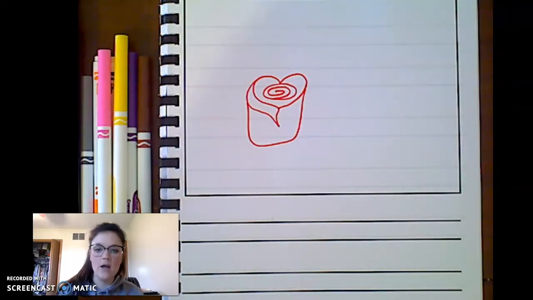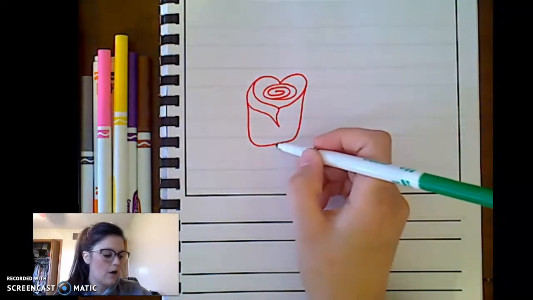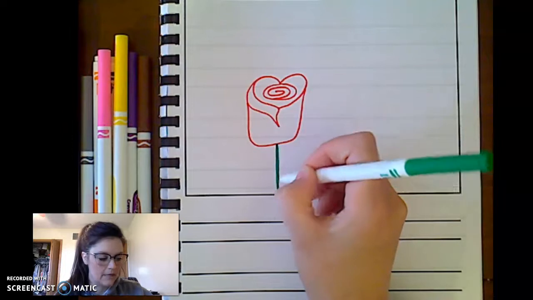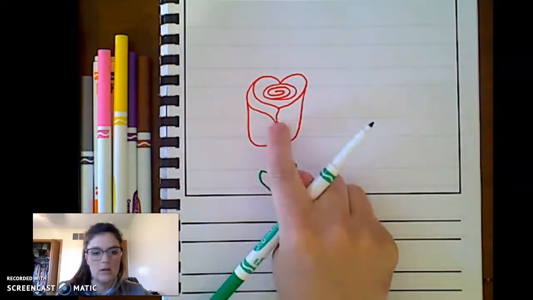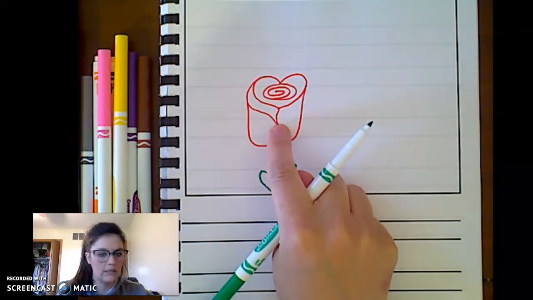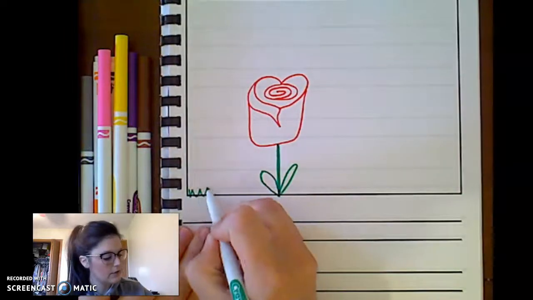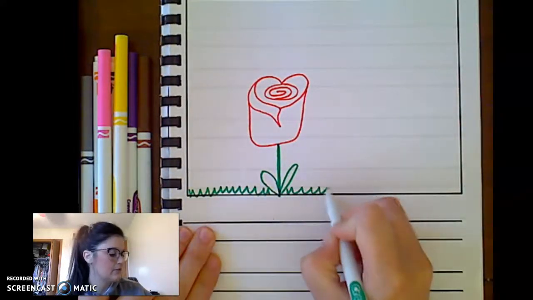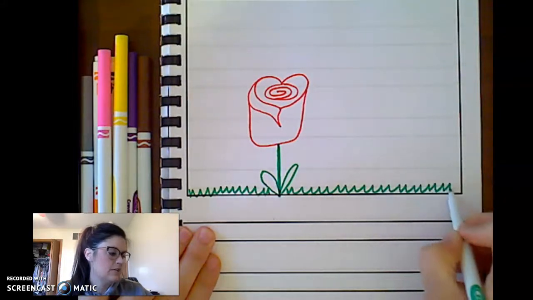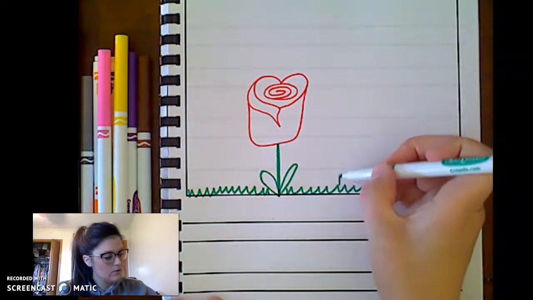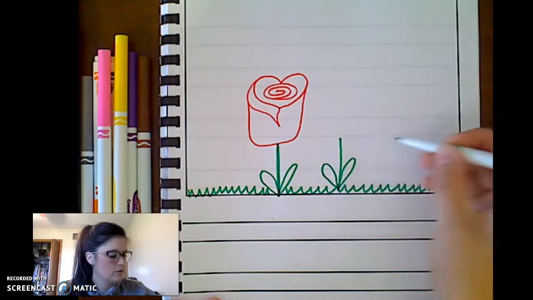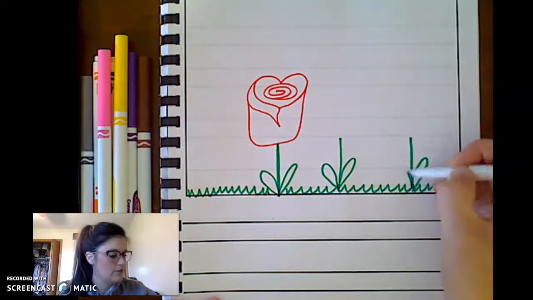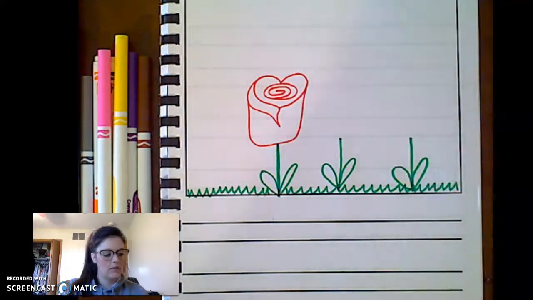Since we have the top of our rose, that's the most difficult part to draw. We're going to now add the other parts of our plant, and that ties in to what we're learning about in science. So I'm going to add my stem, and then a lot of flowers have leaves. This would be called the flower part of our plant. Then I'm going to grow some grass down here, just to add some details. And then I'm also going to add a couple more flowers. And these are just going to be flowers. So I have my stems and my leaves.